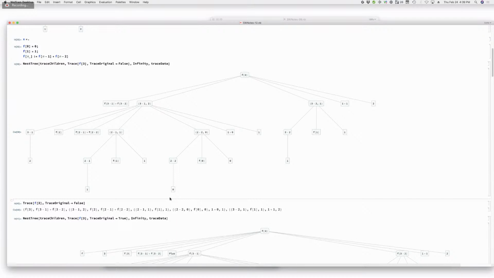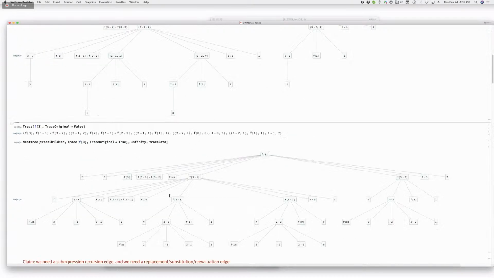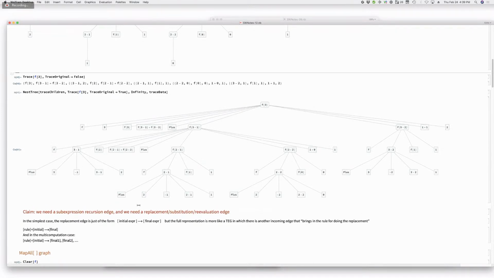So this is with trace original true. The next one, yeah. So let's try to read this. We start with f of 3. And so we will say we have to evaluate the head f, the argument 3. They don't do anything, so we have f of 3 again. So I'm reading horizontally. Now we have the rule that converts f of 3 into f of 3.